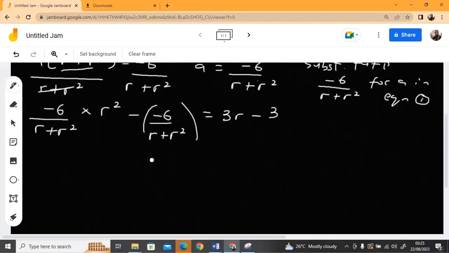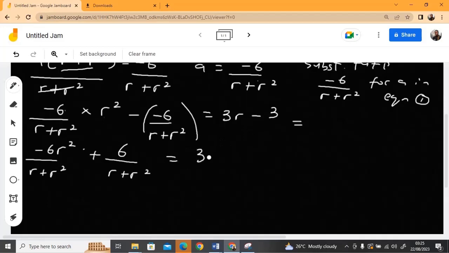So that's how we do it. So let's now go together. Now let me write this thing. We can still rewrite it, because minus times minus is plus. Let me write it here: we have minus 6 over R plus R squared, so that you will not be confused, times R squared. The R squared will be multiplied with this thing. Minus times minus is plus, plus 6 over R plus R squared equals 3R minus, minus 3. Did you get that now?